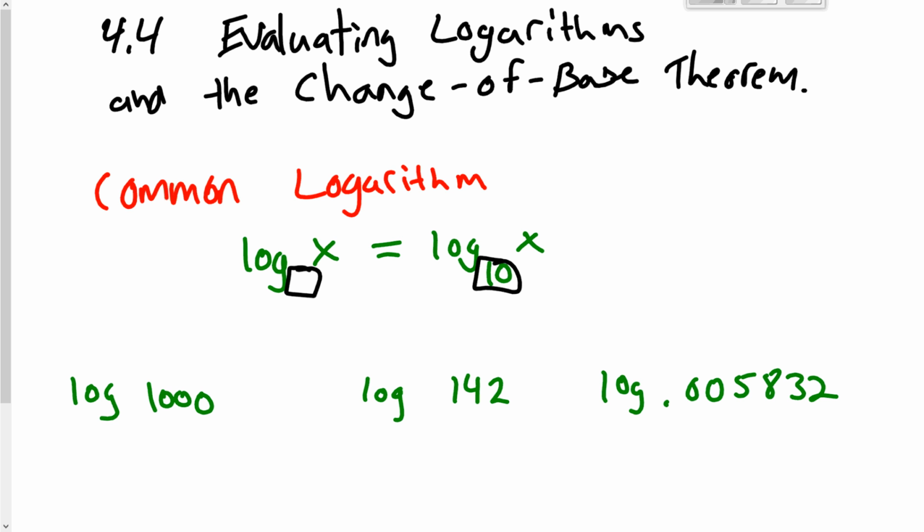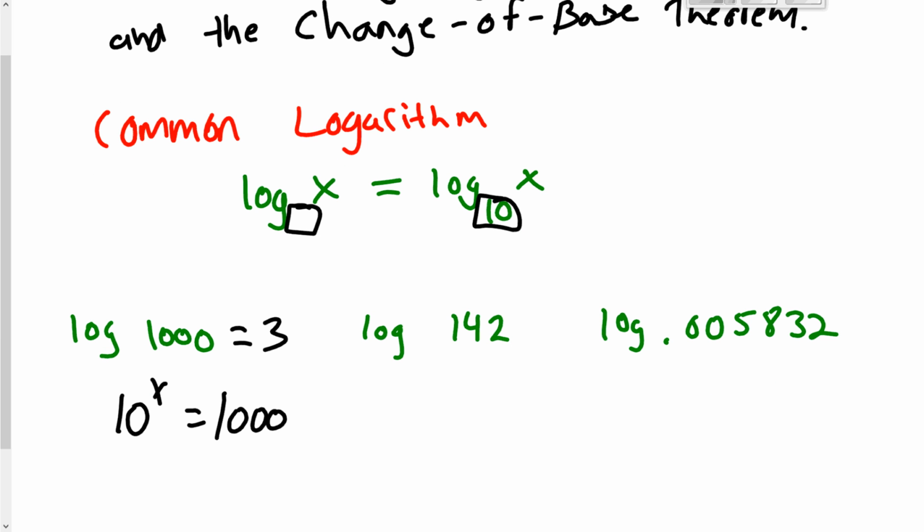On your calculator you can do log of 1,000, and what that means is 10 raised to what equals 1,000. That is 3. If you type in log, then 1,000, you get 3. If you type in log of 142, you hit log, and it automatically brings up a parenthesis. Type in 142, then make sure you close off that parenthesis, and you get approximately 2.15.